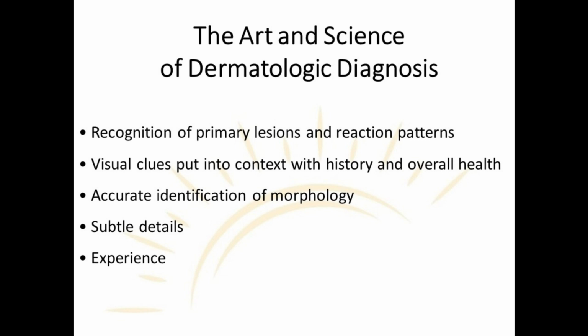Accurate identification of morphology is an essential step in generating a differential diagnosis. Subtle details like hue of erythema, shape, distribution, or findings on nails or mucous membranes are key to correct diagnosis. Gain experience and associate clinical findings with histopathologic features for a deeper understanding.